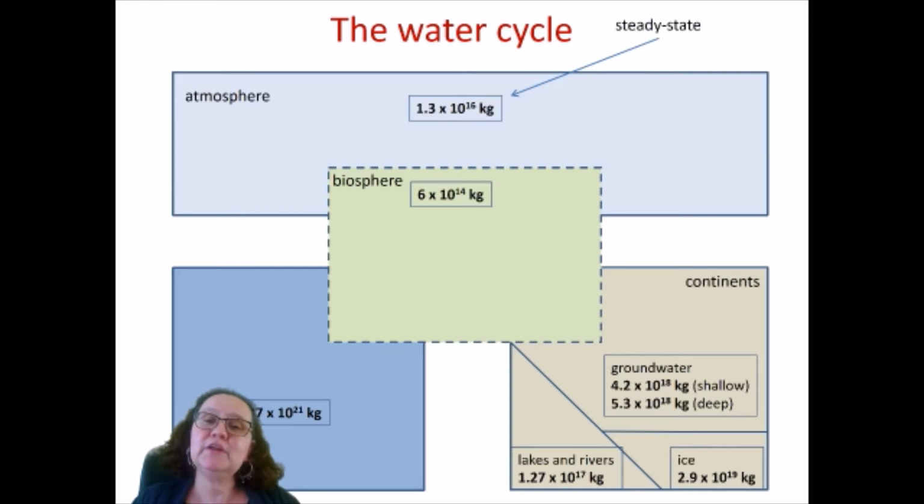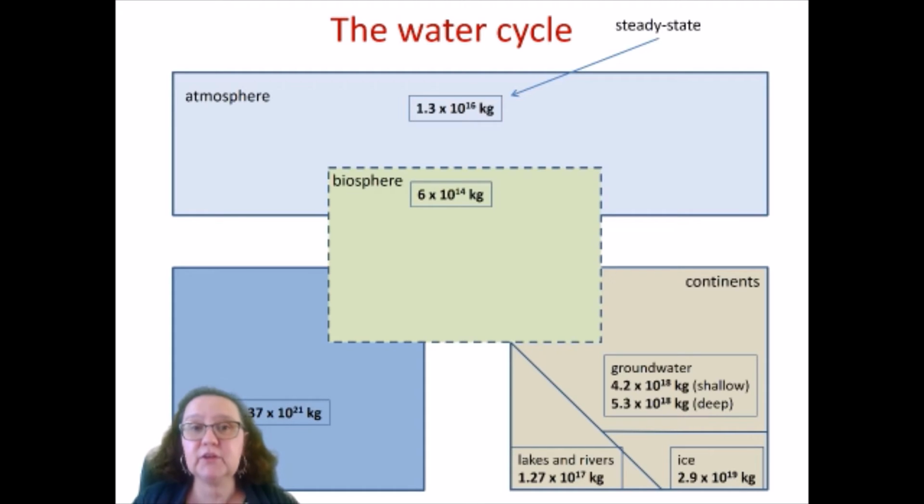You can also look at residence times when you are looking at a water molecule and how many years that water molecule will spend in a particular part of the water cycle. So this is a different version of the water cycle. It's slightly more technical than the one I showed you in a previous video. So you have a certain amount of water in the atmosphere, a certain amount of water in the oceans, and a certain amount of water on land: continents, lakes, rivers, ice, groundwater.